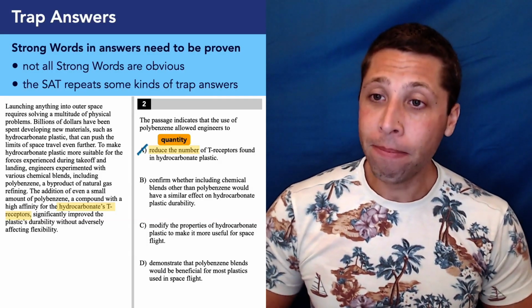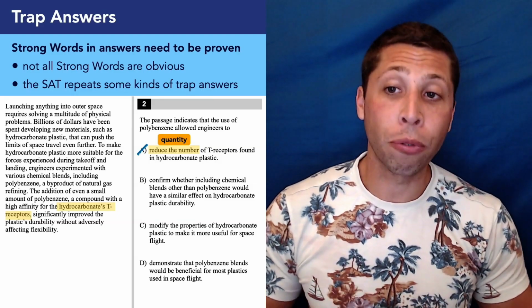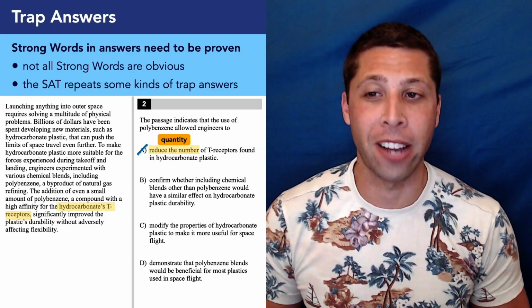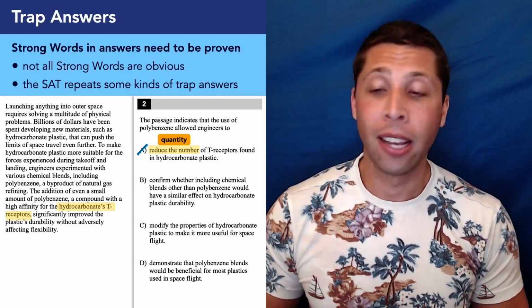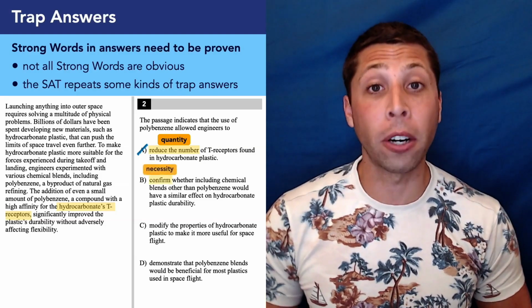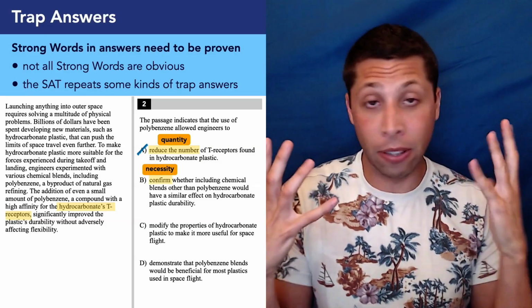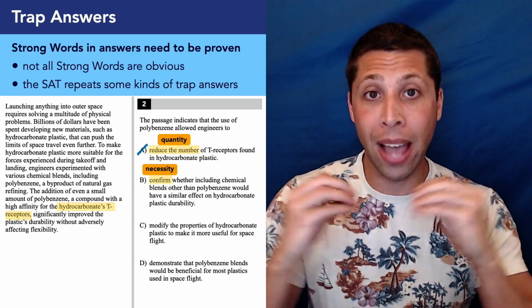Let's look at B. The polybenzene allowed engineers to confirm whether including chemical blends other than polybenzene would have a similar effect on hydrocarbonate plastic durability. Well, the first thing I notice is that first word, confirm, definitely implies the idea of necessity. So I've got to be really careful there. If it's confirmed, it's proven, it's without a doubt true.